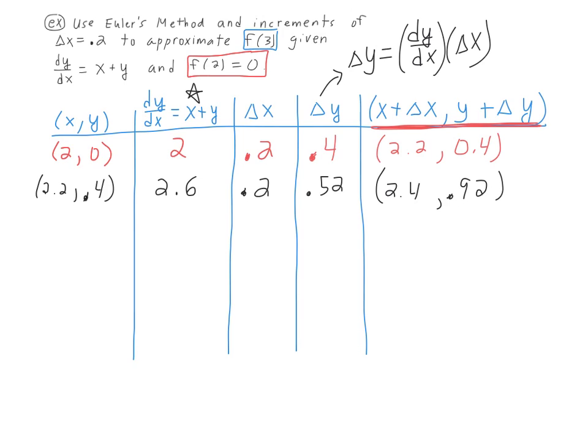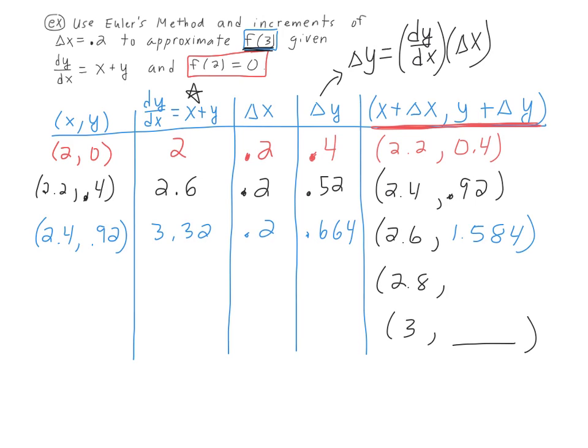Now we can jump ahead a little bit. We know that the next one is going to be 2.6, 2.8, and then we're going to end here at 3 because, again, we're asked to approximate f of 3. So whatever this ends up being in the end is going to be our final answer. Okay, so I transferred over my new point of 2.4 and then 0.92. I found my new slope, and again, think of the slope as your direction, or your rate of change. It's telling us where to go. So this is the new slope.